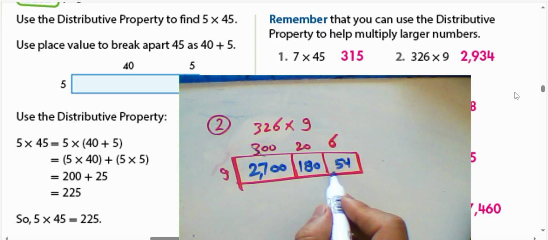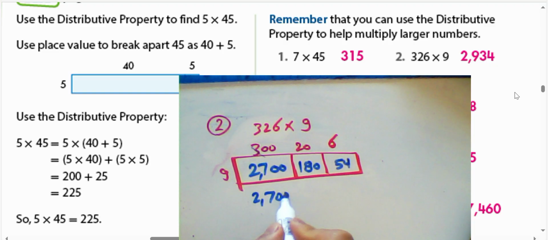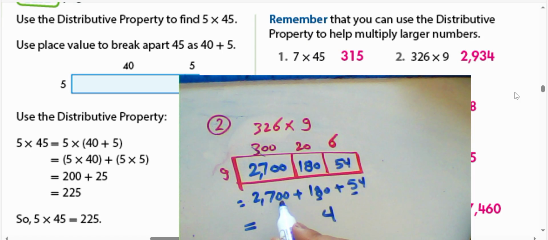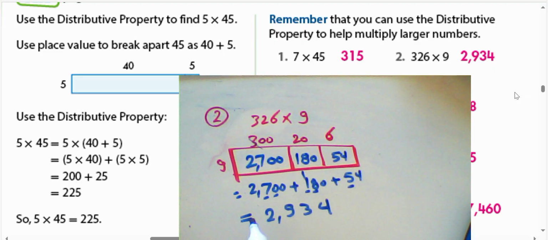And then we can add together, write 2700 plus 180 plus 54. 4 plus 0 is 4. 5 plus 8 is 13. 3 and carry 1. 1 plus 1 is 2. 2 plus 7 equal 9. And write 2. The result will be 2934.